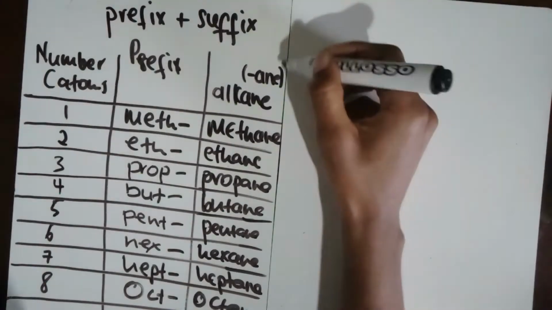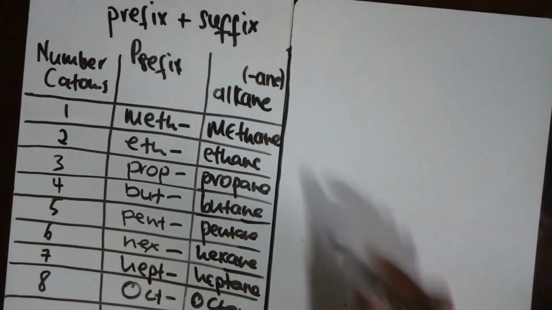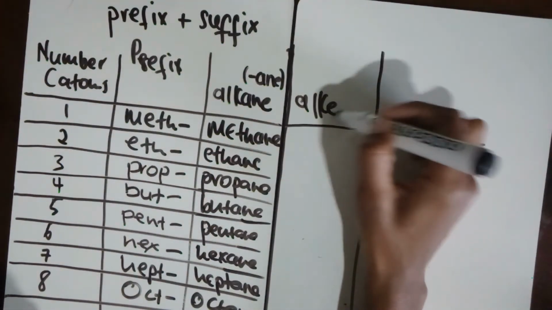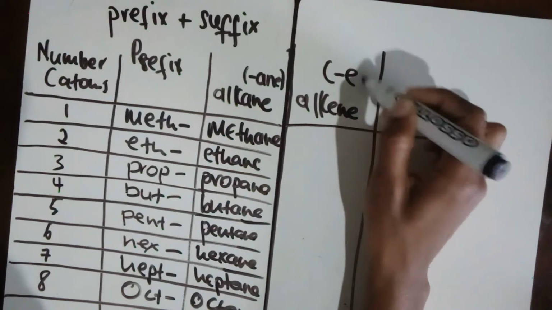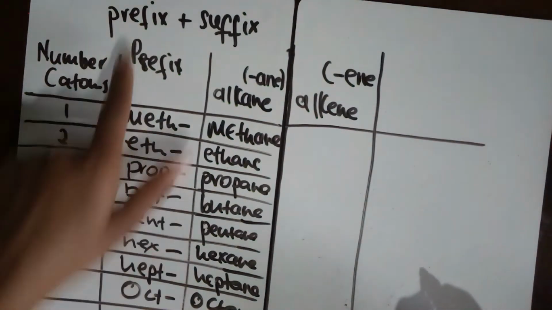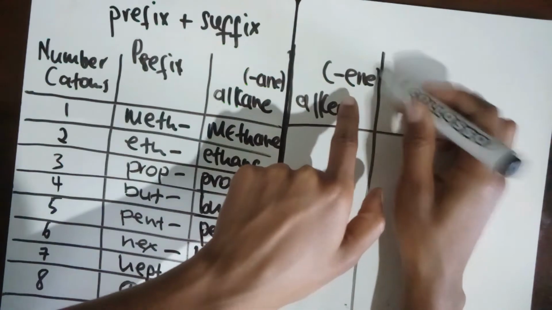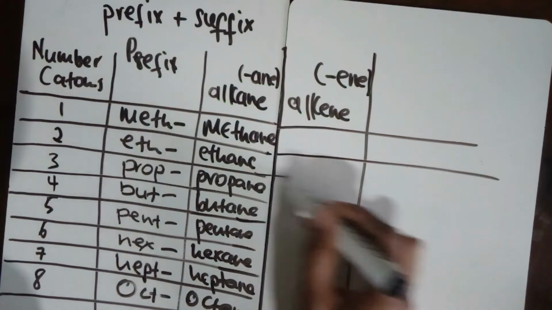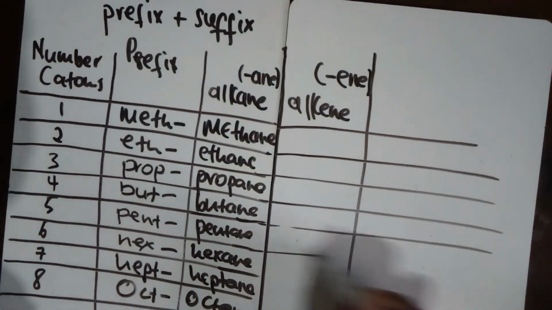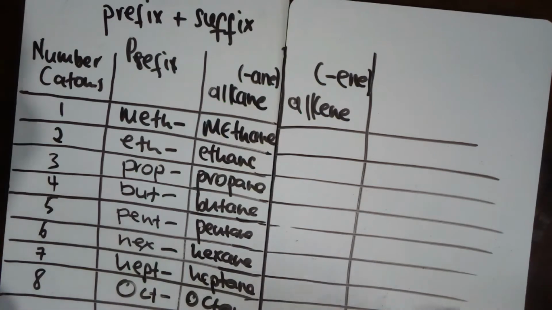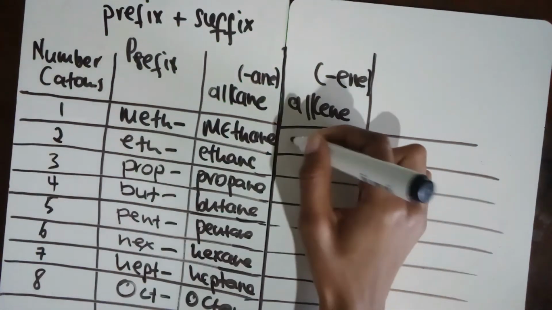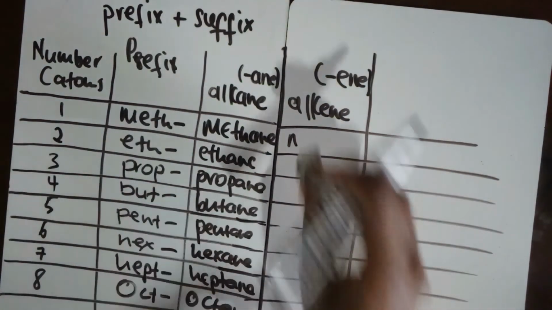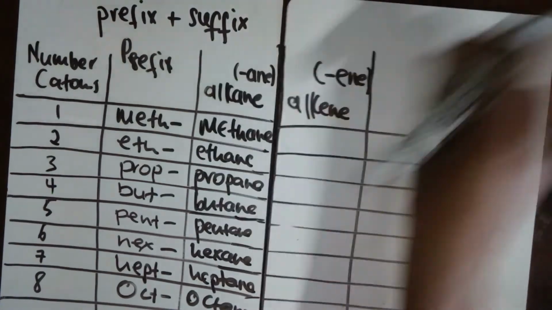Now if it is an alkene, its suffix is going to be -ene. So we add our prefix, which is meth-, plus our suffix, -ene, and we'd get methene. But remember, there's actually no such thing, and that is because here we have those double bonds.